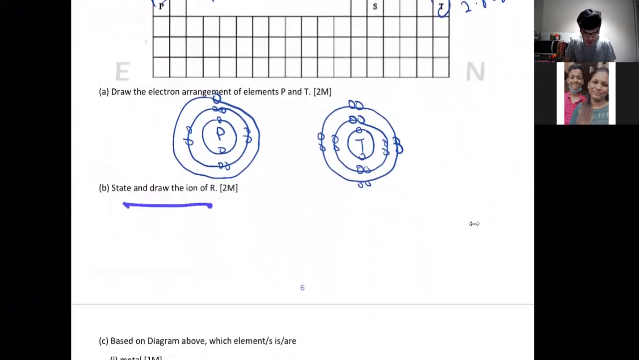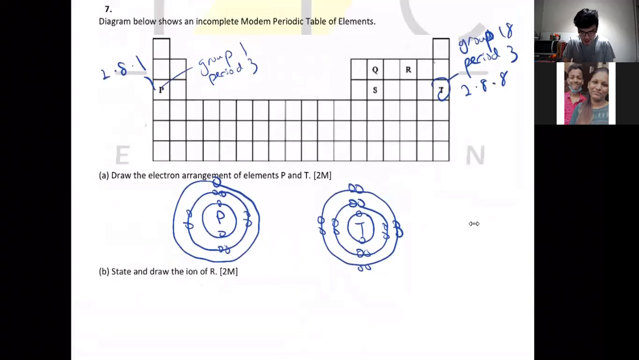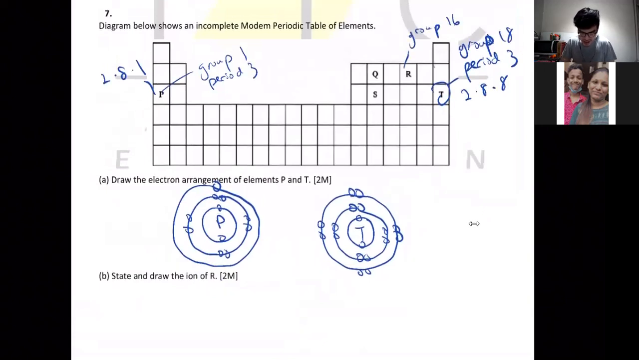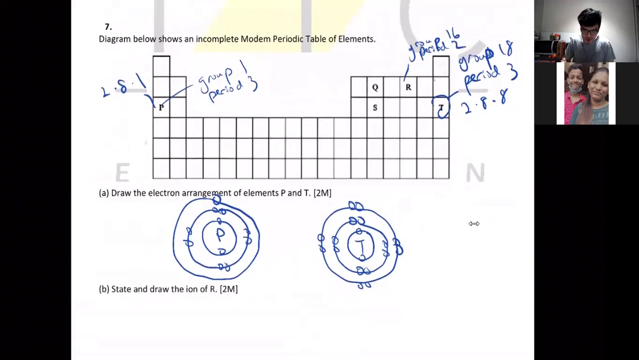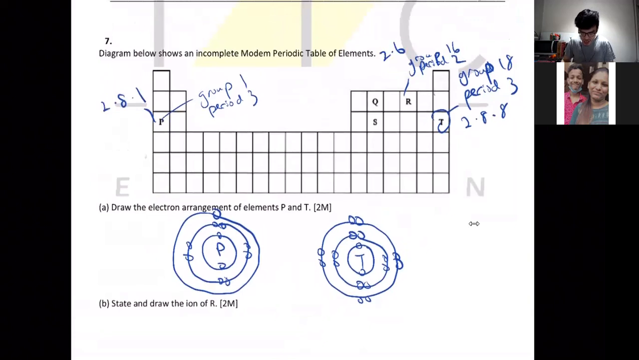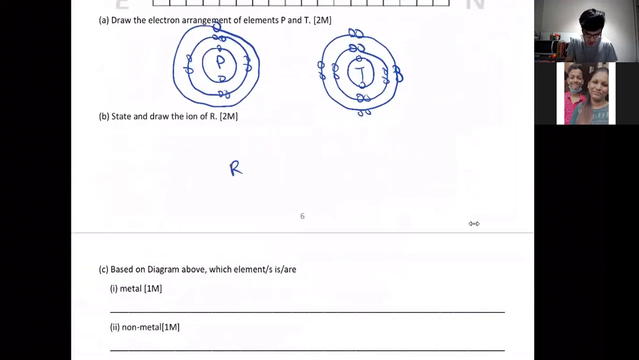So draw the ion of R. When you see R, oh sir, I know this, I can do this. This is group 16, right? This is period 2, second row, so I know this is 2.6. Yay! R is 2.6.